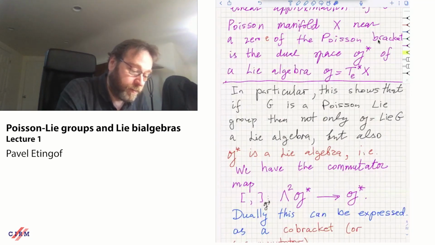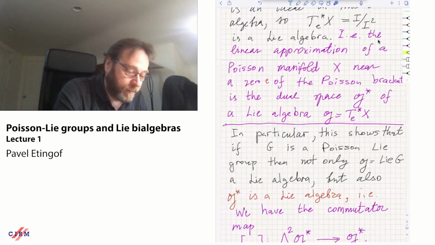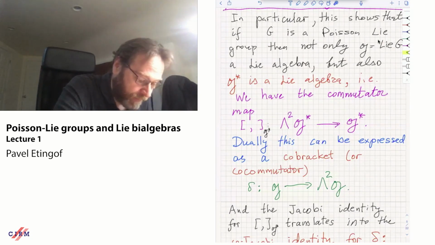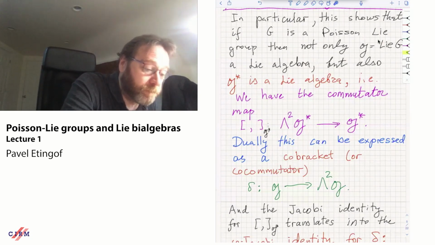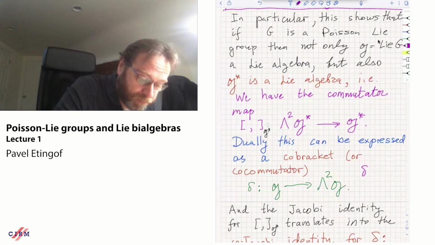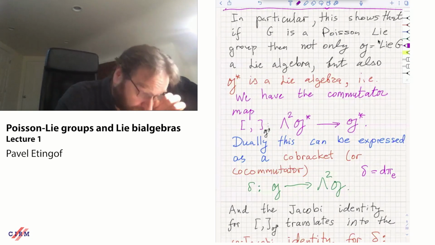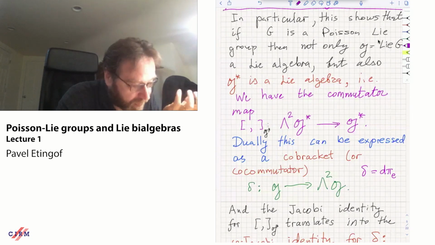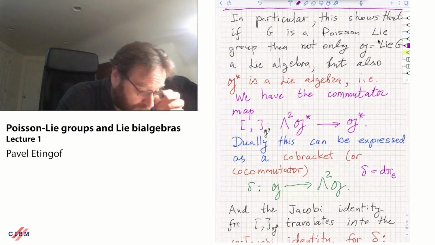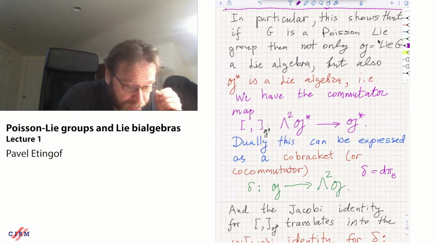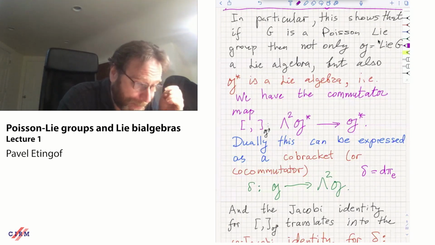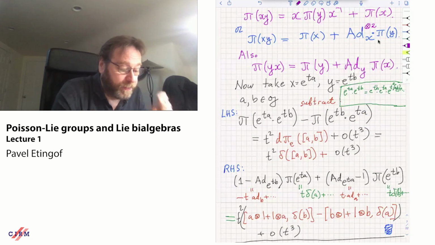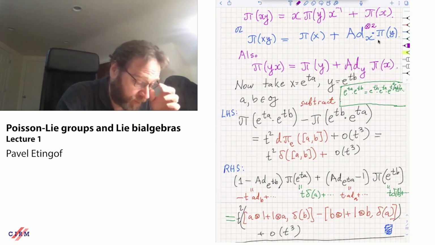I said that we have a Lie algebra structure, but it's actually the differential of pi. That's clear from the definition. Because actually for any Poisson manifold with a point where the Poisson bracket vanishes, this cobracket on the tangent space is just the differential of the Poisson bivector. So we've got t squared times delta of the commutator ab as the first term of this thing.